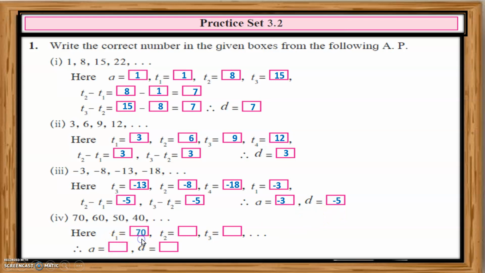Here T1 is 70, T2 will be 60 and T3 will be 50. A is the first term, so it will be 70 and D will be 60 minus 70, that is minus 10. Now let's go to the next question.